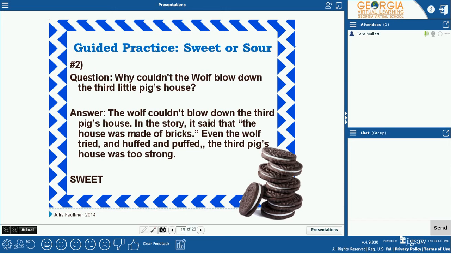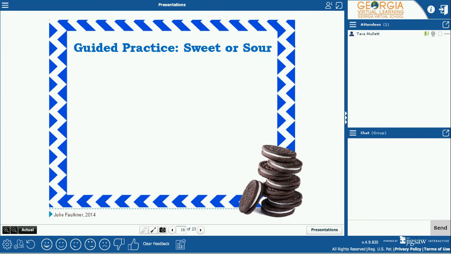So what this does is it includes a bit of an answer. It includes a bit of a preface to the quote. It includes a quote, and it includes a follow-up. The third pig's house was too strong. The preface here is "in the story it said," the quote was included, and then "the third pig's house was too strong" is included there in the end to further clarify.